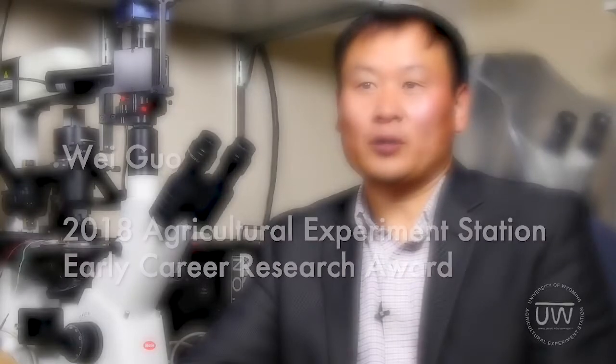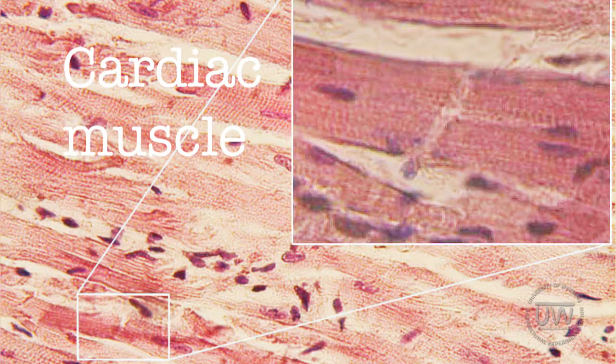My name is Wei Guo. I'm a muscle biologist. I'm a faculty member in animal science. My research interest is mostly focused on muscle structure and function, mainly cardiac muscle and skeletal muscle.